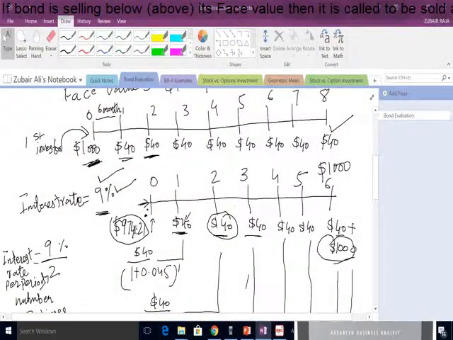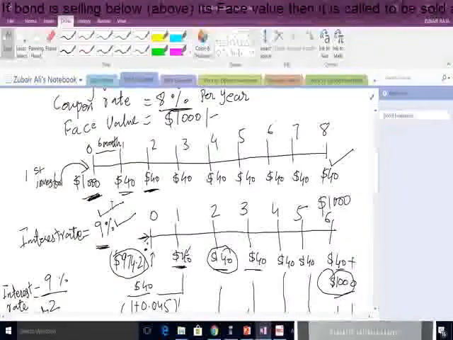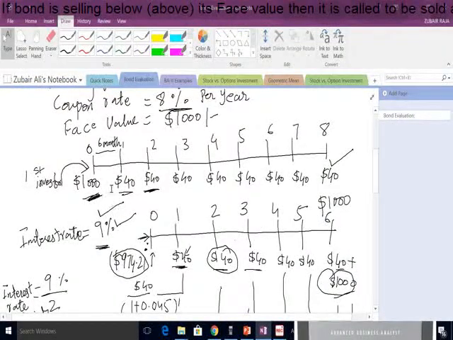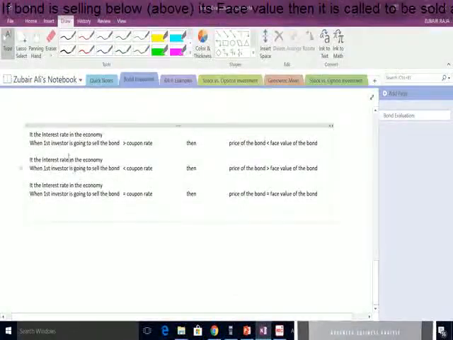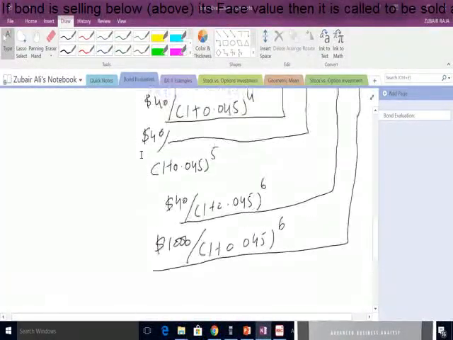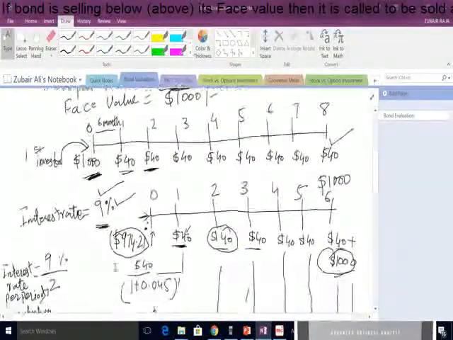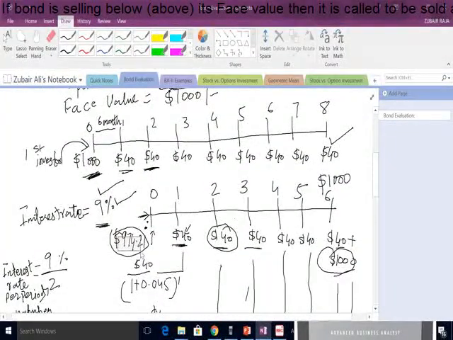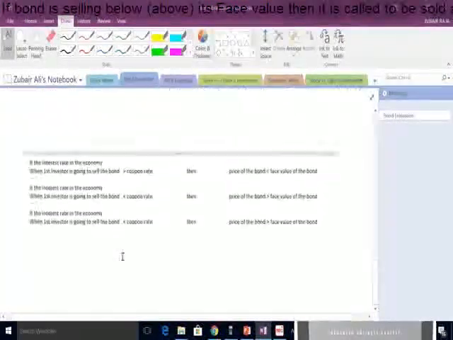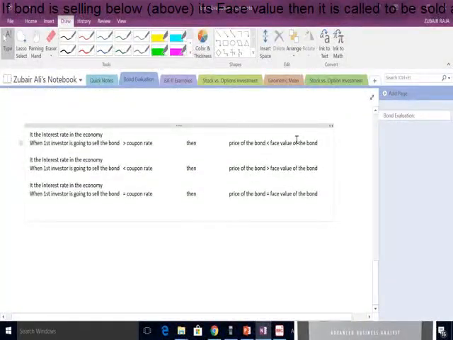$1,000 bond. So this means that as the interest rate in the economy increases and goes beyond the coupon rate, the price of the bond, which over here is 974.21, will be less than the face value of the bond, and vice versa.